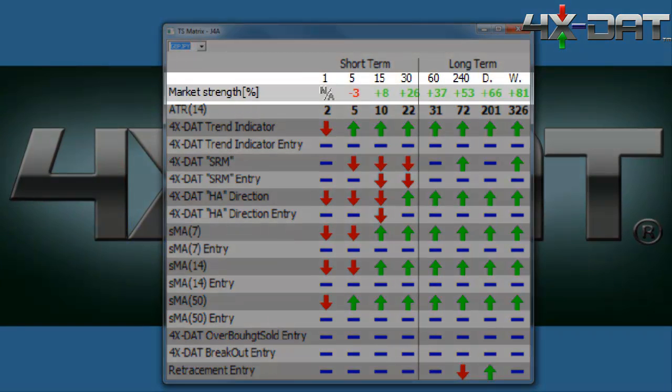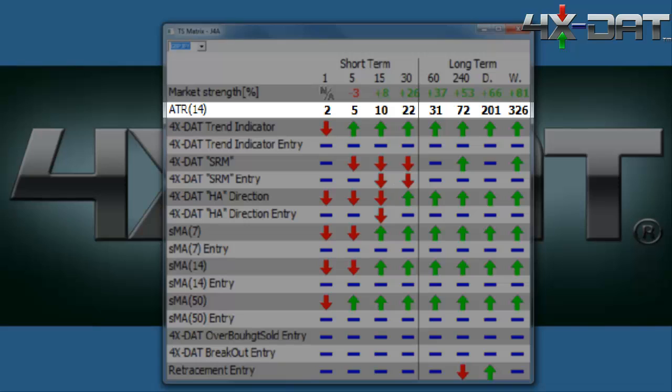At the top, we have the market strength percentage, which is presented as a number rather than an arrow. This would be the same number that we would see in the Trends module when we right-click on the page and the arrows change to a numerical value. The next line is ATR, or Average True Range, also specified by a numerical value, which represents the range of movement in pips that a pair experiences over 14 periods for each of the respective time frames.